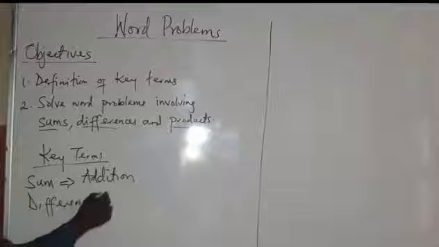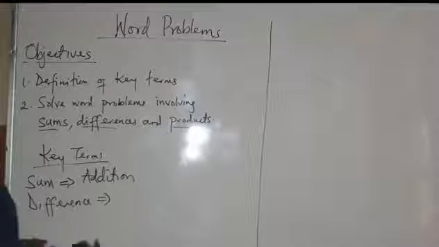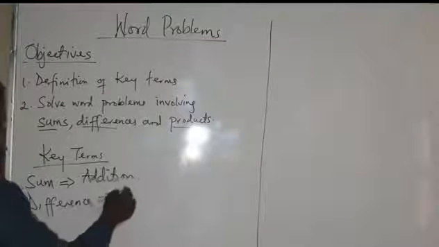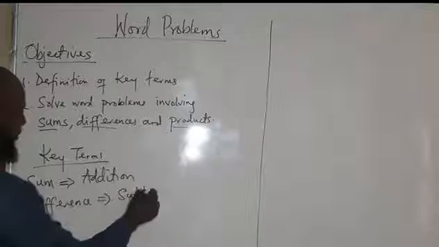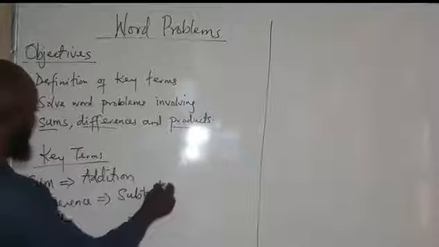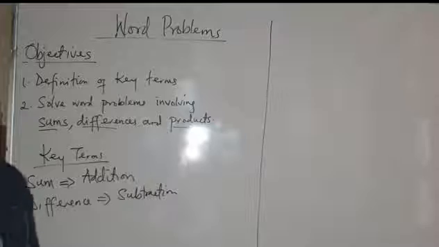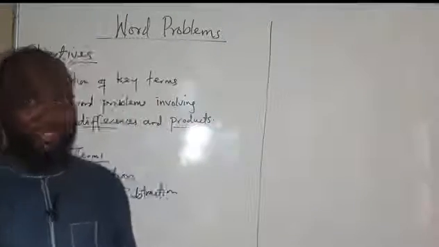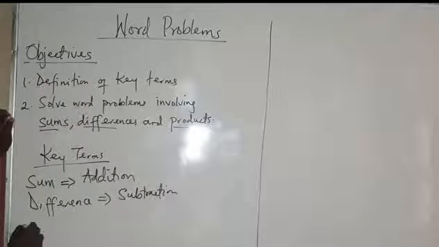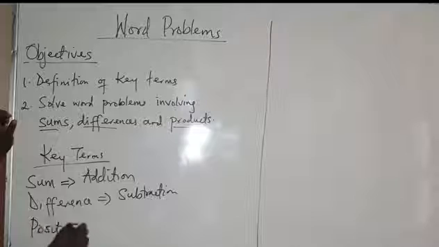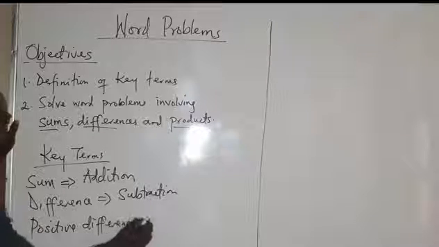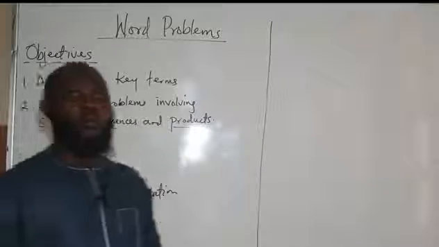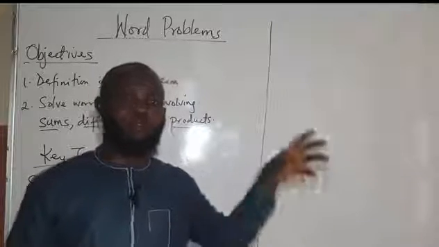Why differences? Difference means subtraction of two numbers. So it's subtracting two numbers together. That is subtraction. But under these differences, we have two types of difference. We have a positive difference and a negative difference. What does that mean? So we have what we call positive difference. Positive difference is when you are subtracting a smaller number from a bigger number.